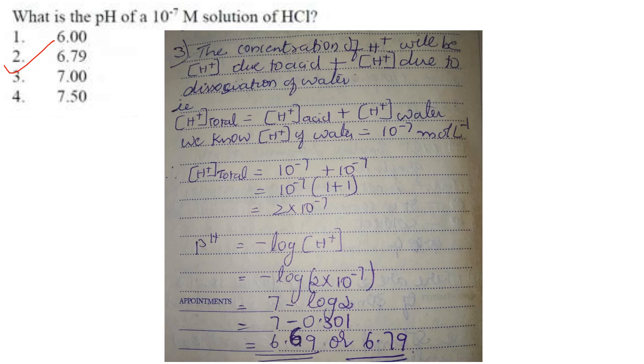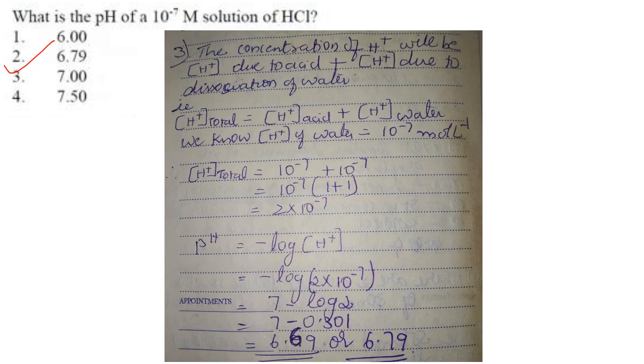Coming to the next question. What is the pH of 10 raised to minus 7 molar solution of HCl? So here in this HCl, the concentration of H plus will be the concentration of H plus due to the acid and the concentration of H plus due to dissociation of water. So the total concentration of H plus in HCl will be the concentration of H plus from acid plus the concentration of H plus from water.